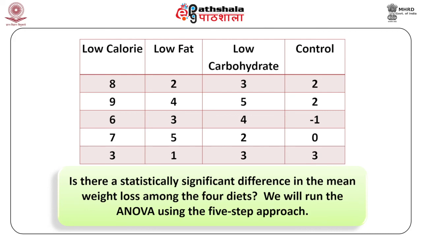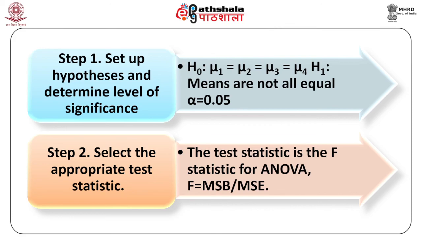We have this table showing low calorie, low fat and low carbohydrate diets and a control group. Is there a statistically significant difference in the mean weight loss among the 4 diets? We will run the ANOVA using the 5-step approach. Using the 5-step approach ANOVA, the results are interpreted.